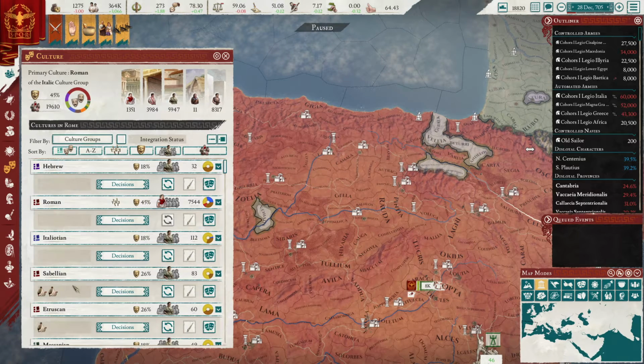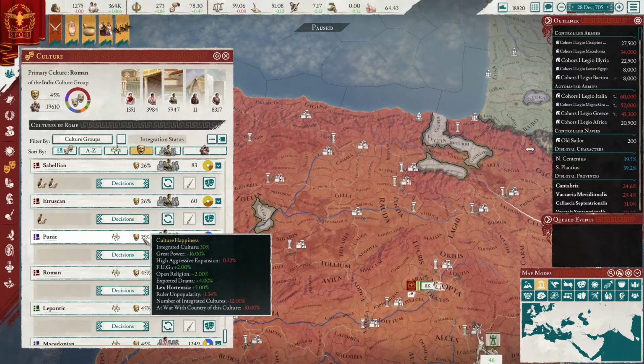And so if you do that, you go to a culture, for example. Here's a good example. Punics. Punics should be pretty happy in my nation because I've integrated them. That gives me 30%. However, without integrating them, they'd be at 5%. Because, well, right now, with everything else, because I have high aggressive expansion, that affects it. My ruler's unpopular, so if my ruler doesn't have high popularity, that affects population everywhere. Number of integrated cultures affects it only for integrated cultures. The more you integrate, the less every integrated one is happy, because they're not exactly special.